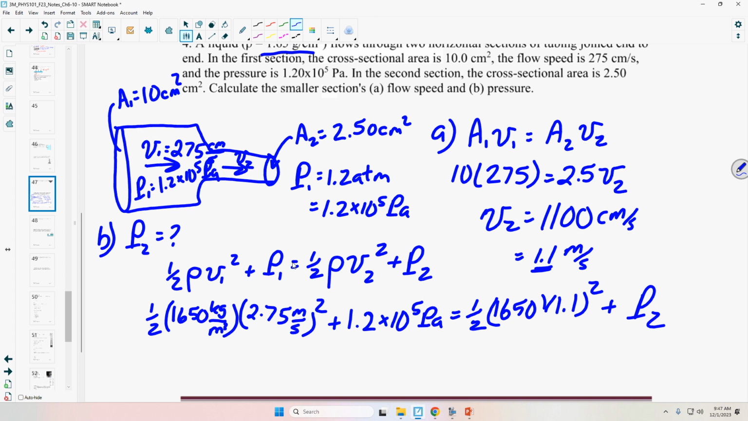Okay? I know that because the speed went up, the pressure has to go down. I'll leave y'all to crunch those numbers. I just have to figure out what this whole thing is to subtract this. But I know that my P2 definitely has to be less than 1.2 times 10 to the fifth. Okay, so that'll be the second part.